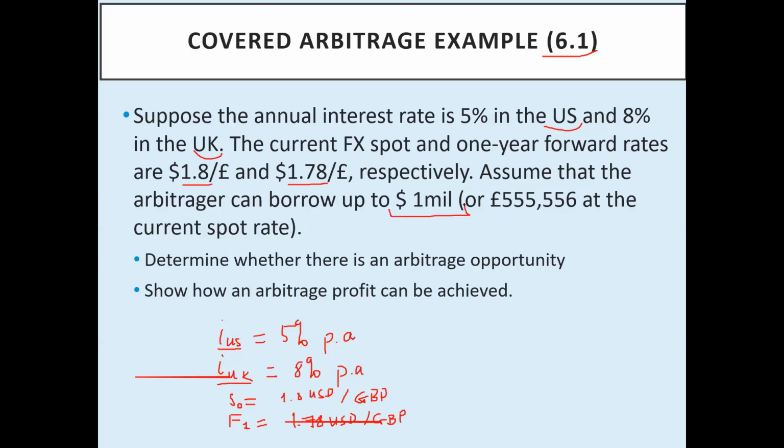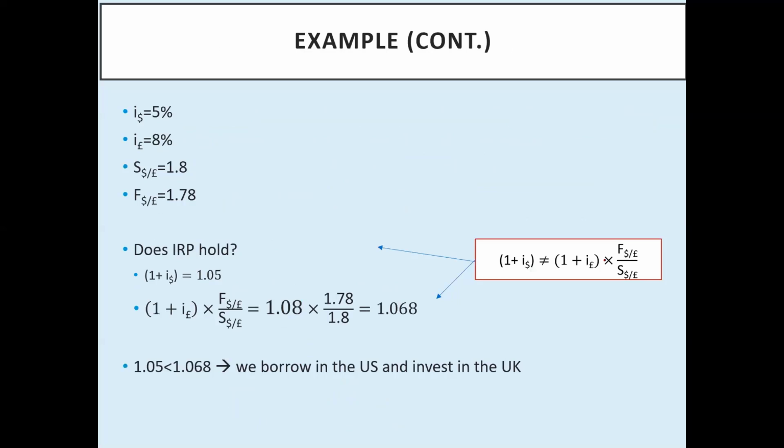Assuming that we can start with either 1 million US dollars or the pound equivalent, which is 555,556, okay? So the question asks us to determine whether there is an arbitrage opportunity and show how this arbitrage profit can be achieved, okay?